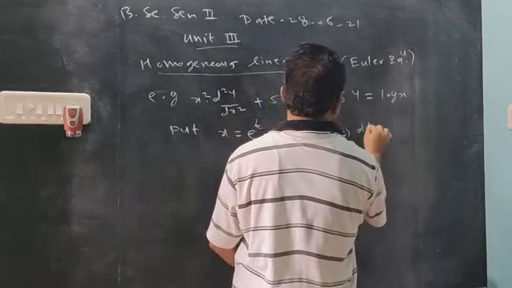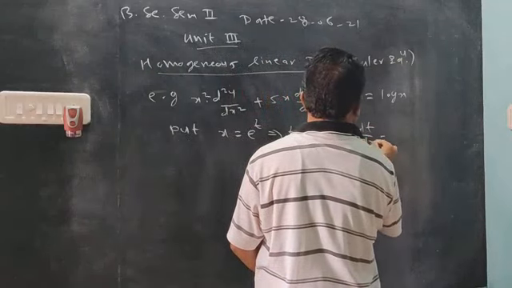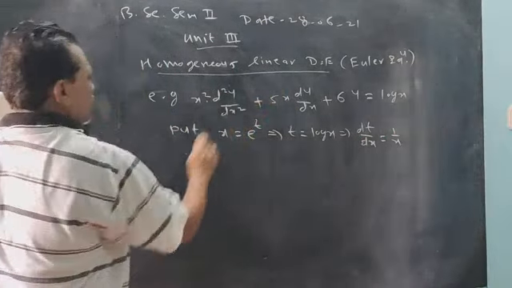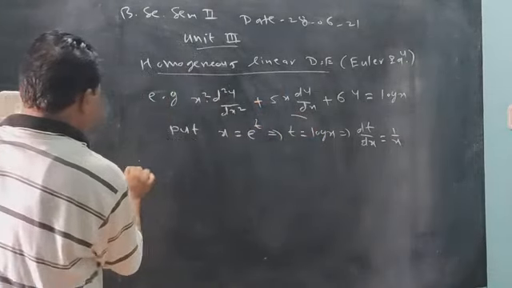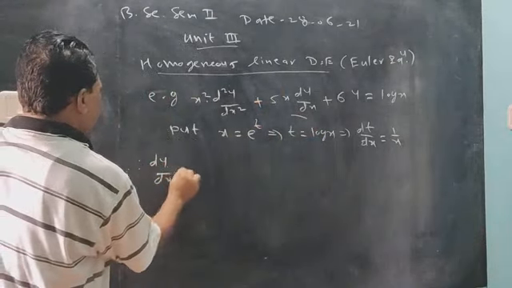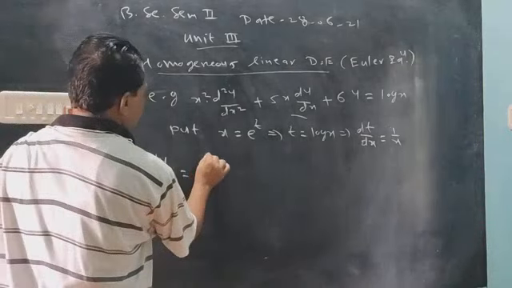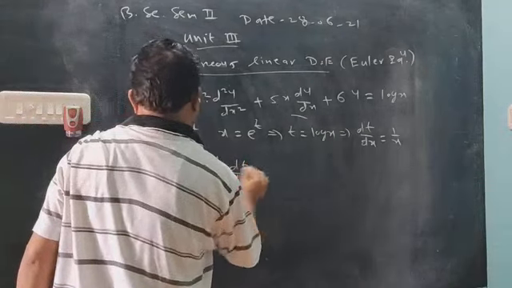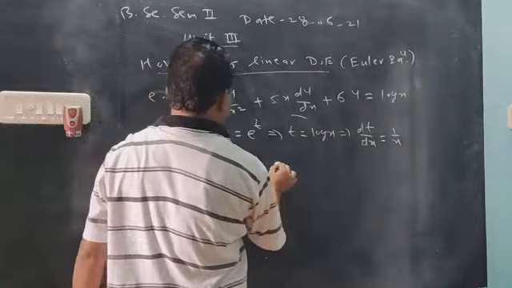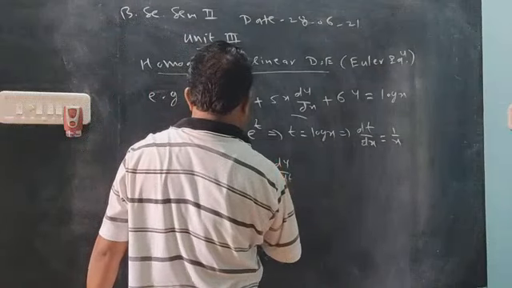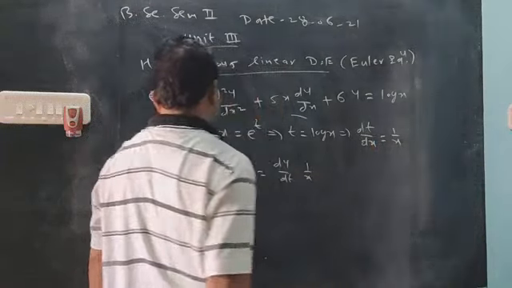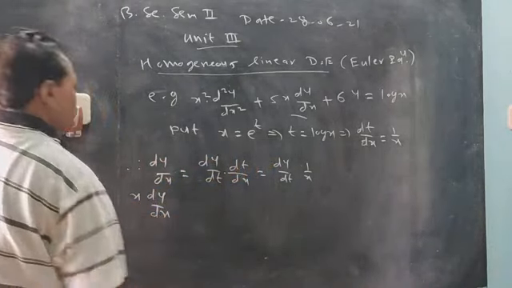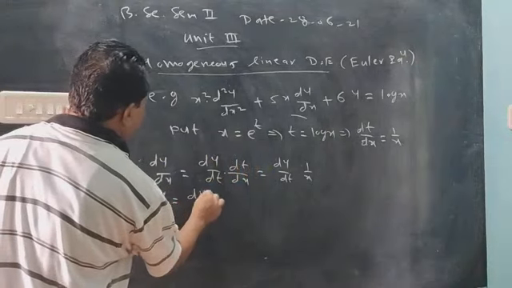From this we can find dt by dx, the derivative, which is 1 by x. Now we have to put this value in. So what is dy by dx? By the chain rule, dy by dx equals dy by dt times dt by dx. Dy by dt we keep as it is, and dt by dx is 1 by x. Therefore, cross multiply: x into dy by dx. What will be dy by dt?